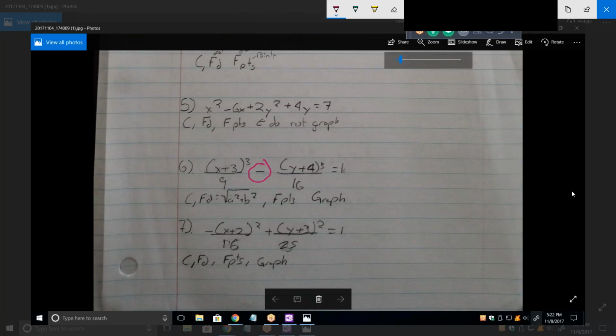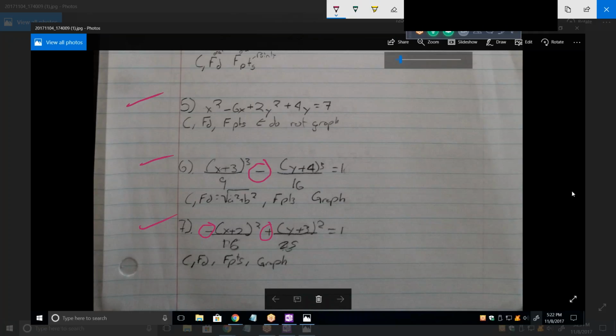Let's get back to 5. We need almost a full session to cover hyperbolas, and both 6 and 7 are hyperbolas. Now, notice that 7 has a plus sign there, but it's got a minus sign there. So if I switch these two things around, they're being subtracted. Whenever you have the two things being subtracted, that's a hyperbola. When they're being added, it's an ellipse.